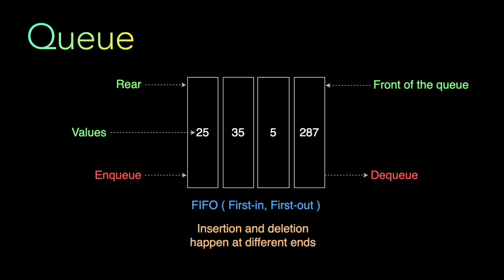The time and space complexity of a queue data structure: the insertion and deletion happens in O1 time, that is constant time. Access and search is O of n. The space complexity is also O of n. So that's a queue data structure.